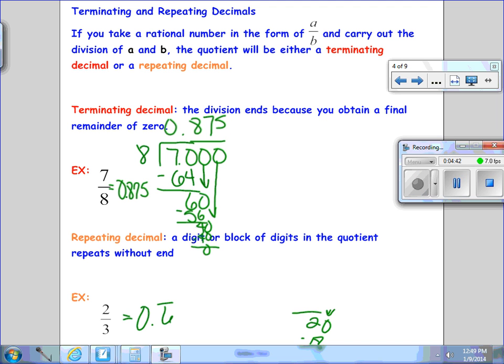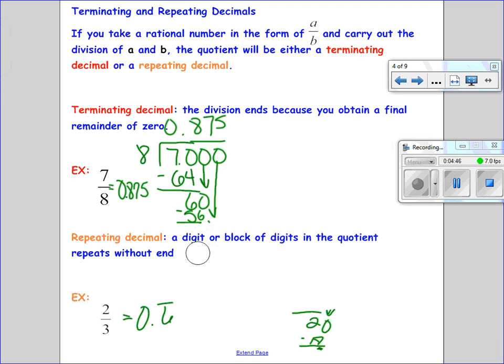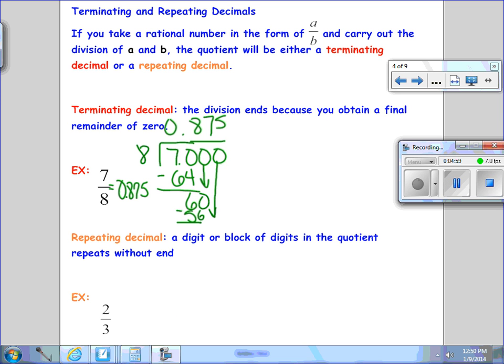Our next term, repeating decimal. It is a digit or block of digits in the quotient which repeats without end. So we have the fraction 2 over 3. Let's divide 2 divided by 3, if you do not know that. Well, this is one of the fractions that you should know and have memorized. We discussed it earlier in the class. Go ahead, though, and show it. 2 divided by 3.